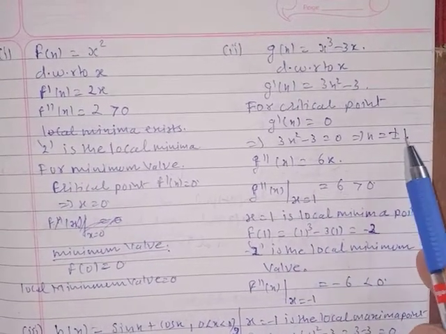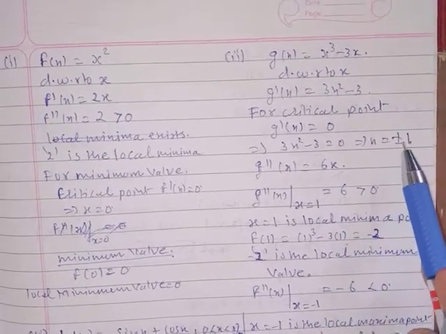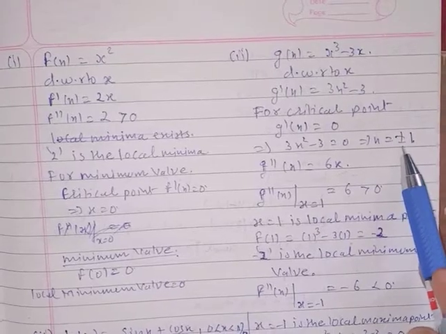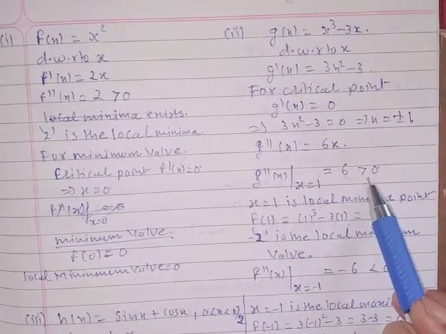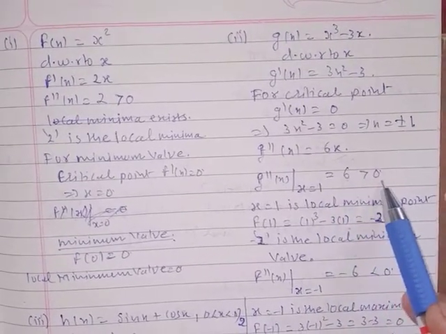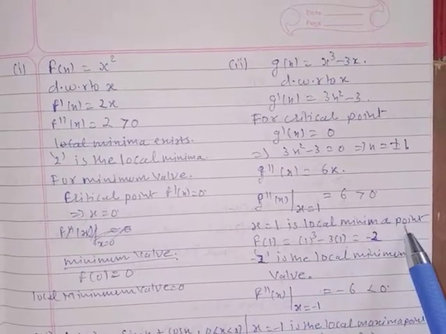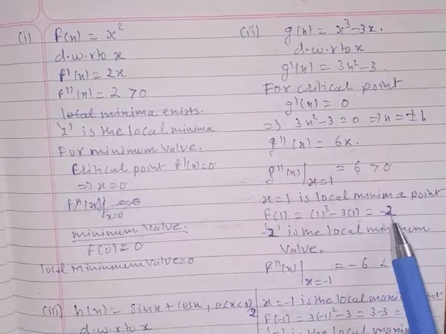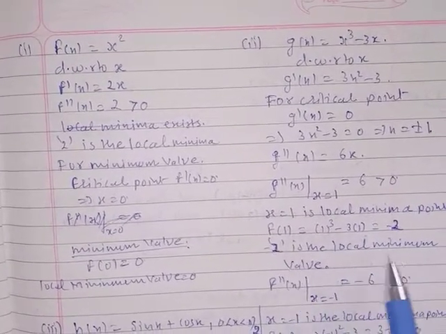Okay, so if you substitute the critical points, then only you will get whether it is greater or less. If you take the critical point plus minus 1, substitute x is equal to 1, and you get the value 6, which is greater than 0. So x equal to 1 is a local minimum point. So g of 1 is minus 2 you got, so the local minimum value is minus 2.